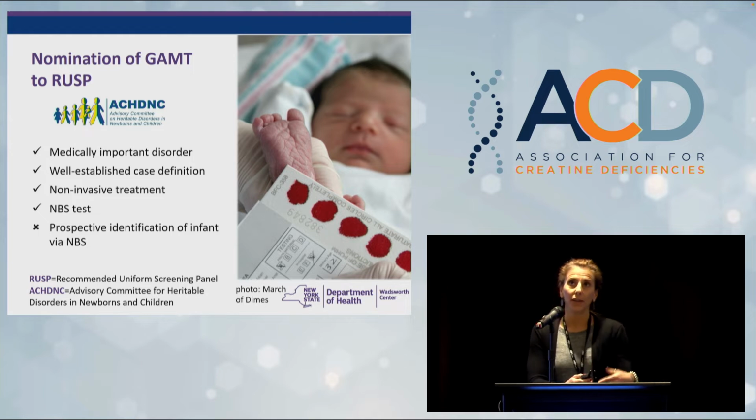Let me mention that GAMT was nominated to the RUSP. The RUSP is the Recommended Uniform Screening Panel, a panel of conditions that are recommended to be suitable for newborn screening by the Advisory Committee for Heritable Disorders in Newborns and Children. That committee is tasked with evaluating and either recommending or not recommending that a particular condition should be added to this recommended panel.